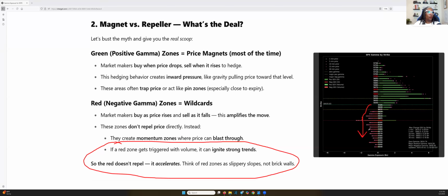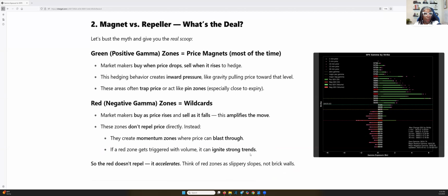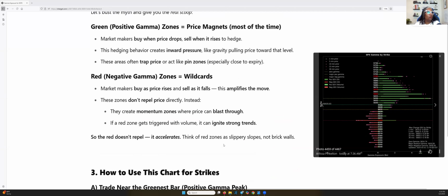Okay. So the red doesn't repel, it accelerates. Think of red zones as slippery slopes, not brick walls. So red is not really support. Again, it's like a slippery slope. All right, so that's that. I think that's good information that we kind of didn't have before. I didn't have before anyway. It wasn't clear. All right, so let's keep moving.